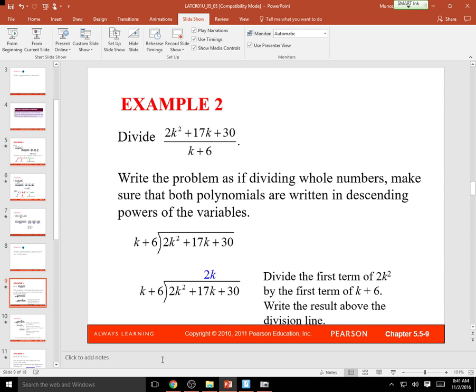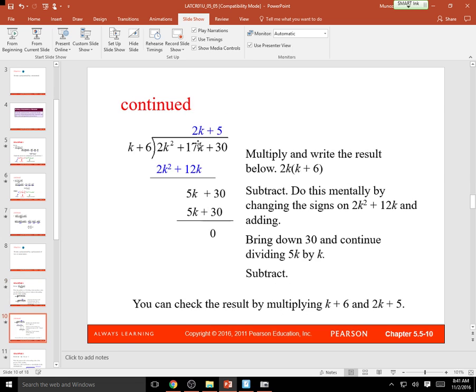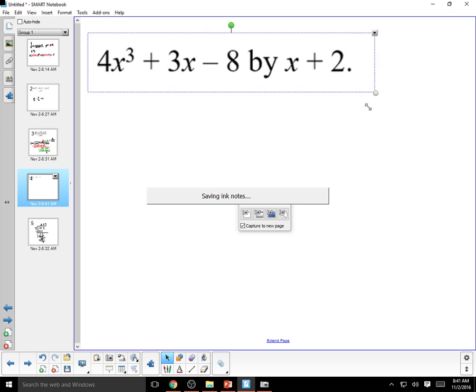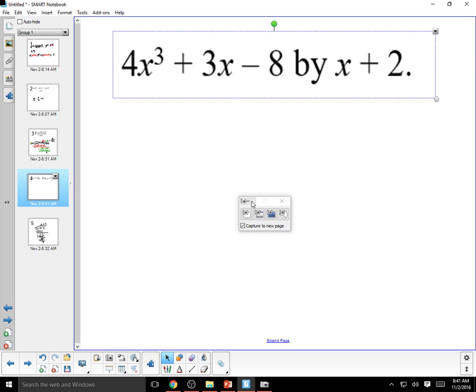Wait, we didn't go over the... We want another example. Yeah, we're going to grab one. Oh, okay, here we go. Let me copy this. You guys want to try this one on your own first? Here, try this one on your own.